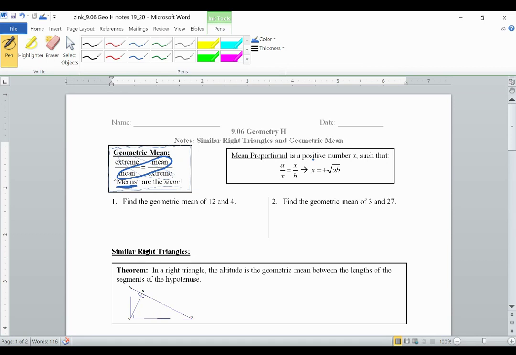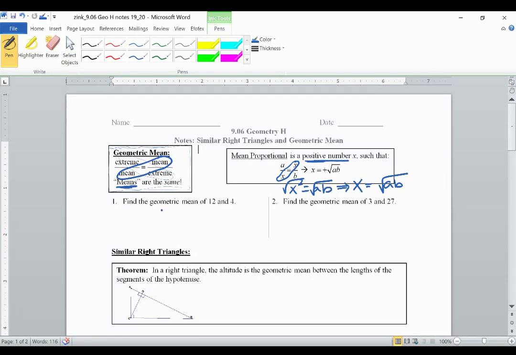A mean proportional is a positive number x such that a over x equals x over b. When you cross multiply and solve that, you get x squared equals a times b. You would take the square root of each side, but since it's a positive number, we don't have to do the plus or minus. We're only going to take the positive, leaving us with x equals the square root of ab.